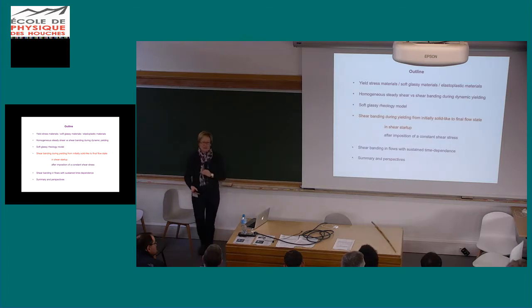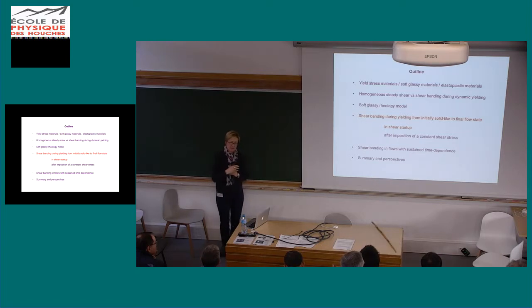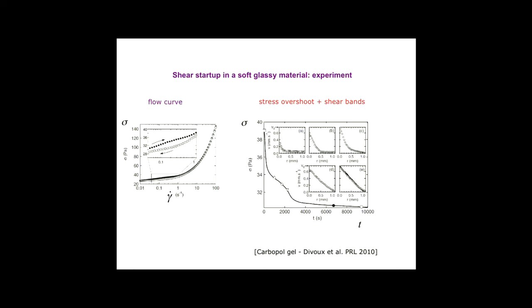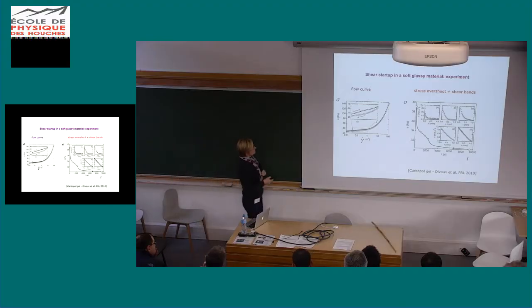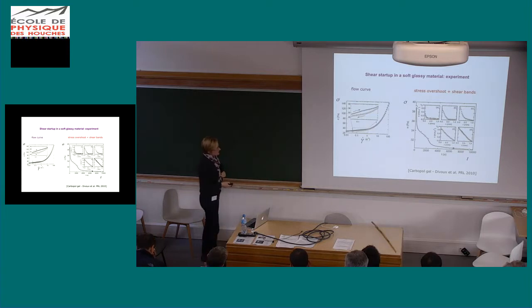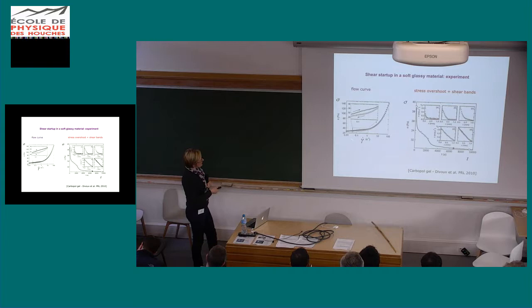Now let's go on to look at dynamic yielding in this model. And I'm going to consider the protocols of shear startup and step stress in turn and separately. So first of all, shear startup. First of all, I'm going to show some experiments and then show the results of the model. I've chosen here the experiments by the Leon group on carbopol gel. This is the steady state flow curve of shear stress as a function of shear rate, which has its static yield stress. Notice that 0 is down here.